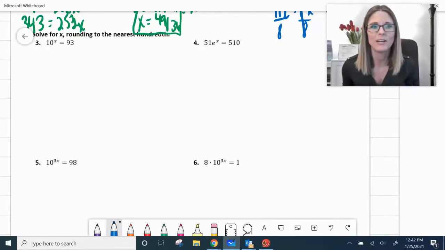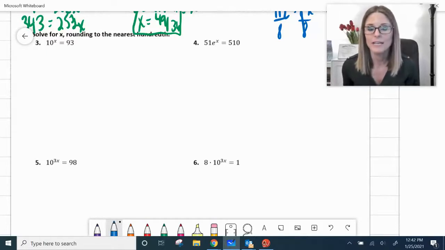All right, solve for x rounding to the nearest hundredths. So watch your directions there. I think all of them are hundredths, but double check me on that. So 2 decimal places, looking at the third to tell me how to round the second decimal place. Number 3 says 10 to the x equals 93.